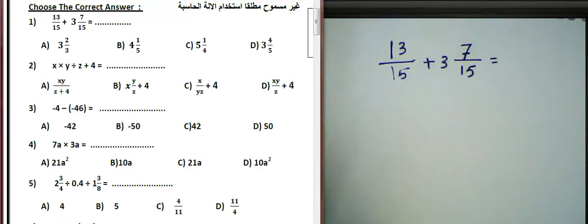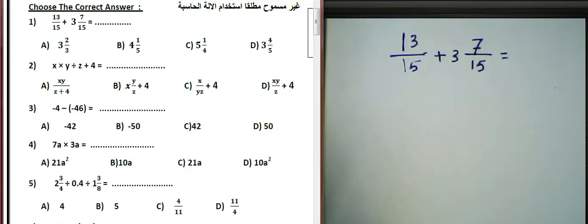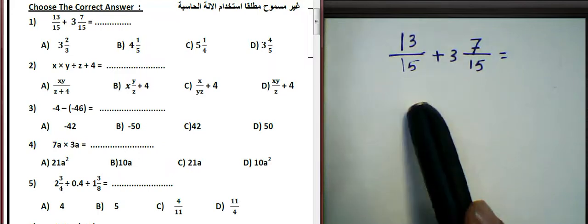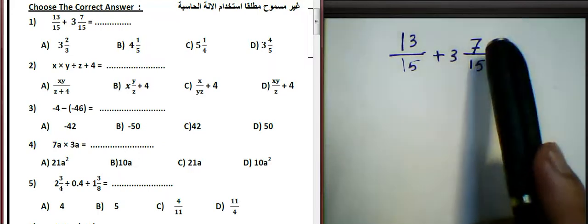Today we are going to talk about an important math concept called fractions and decimal order of operations. Okay, in these examples we must find the result without using a calculator. Choose the correct answer. Number 1: 13 over 15 plus 3 and 7 over 15.